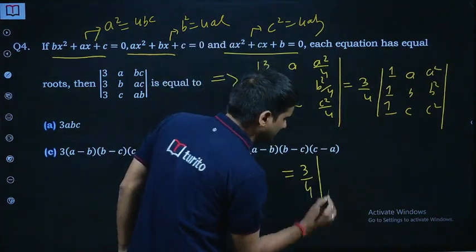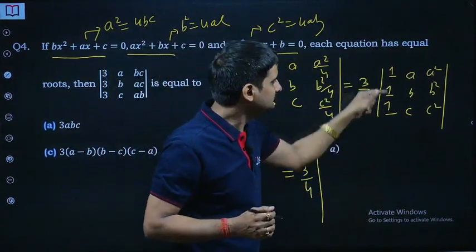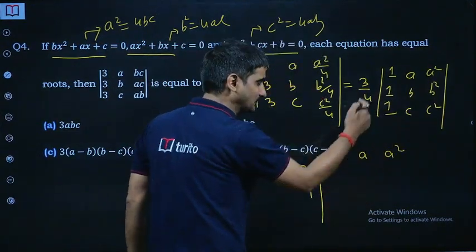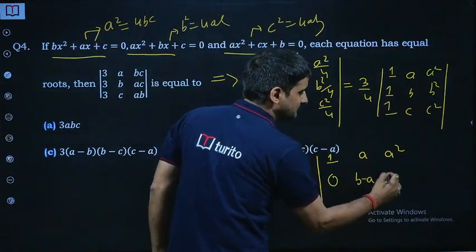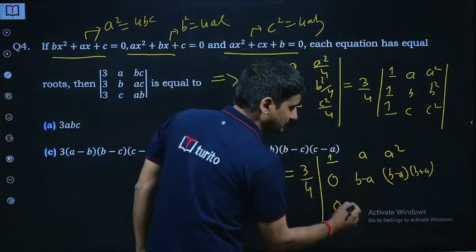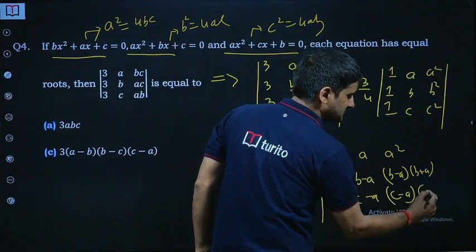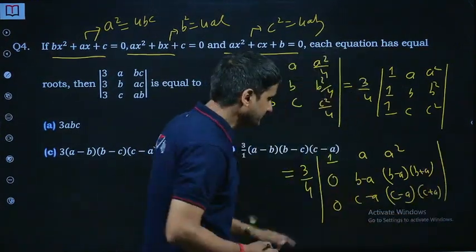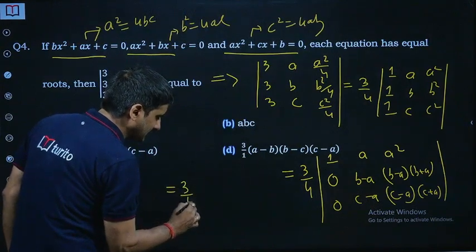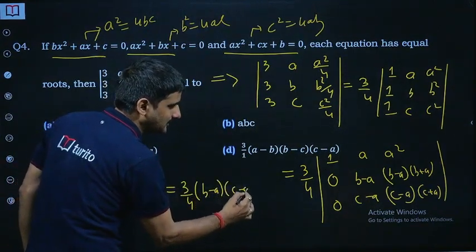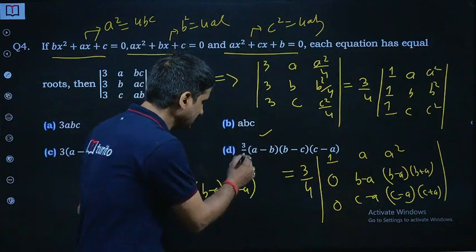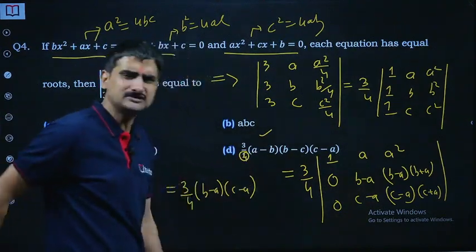So I'm just using some operation: if I subtract row 1 from R2, I'm not disturbing row 1. Subtract row 1 from row 2, so it's B minus A, B square minus A square, which is B minus A, B plus A. Similarly from row 3, subtract row 1: 0, C minus A, C square minus A square, which is this. Now you can take B minus A common from the second row, C minus A common from the third row, so 3 by 4, B minus A, C minus A. Now see, you have an idea where we are heading to, isn't that? So that should be 3 by 4, that you can easily check.